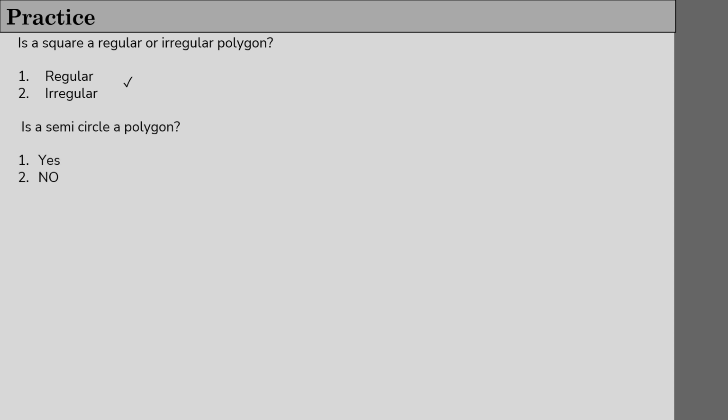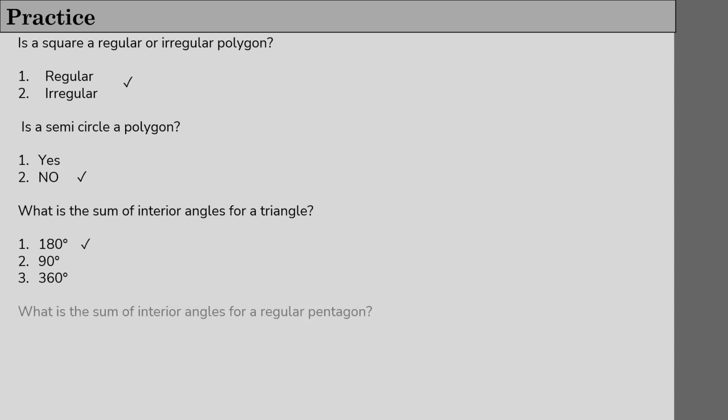Second question, is a semicircle a polygon? No. A semicircle is not a polygon because it has a side which is not straight. Third, what is the sum of the interior angles of a triangle? The angles within a triangle always add up to 180 degrees.